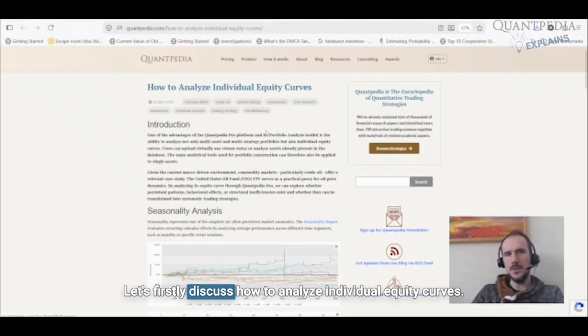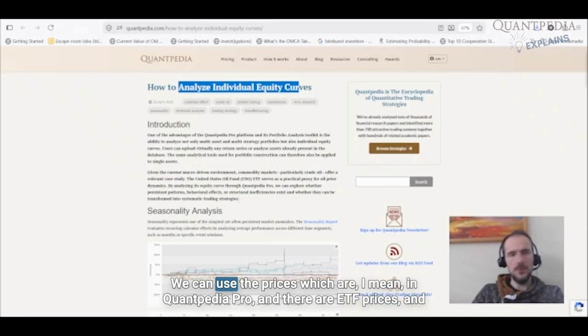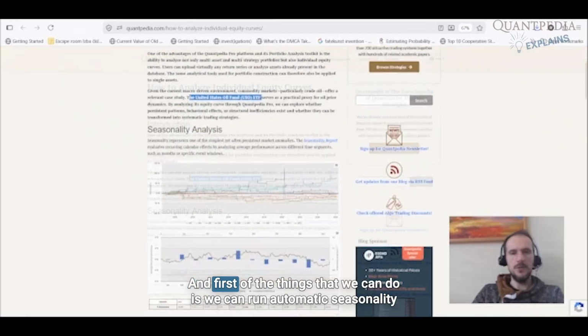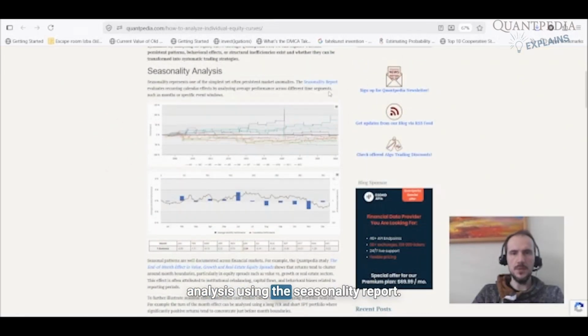Let's first discuss how to analyze individual equity curves. Let's say that I would like to focus on US oil. We can use the prices which are in Quantpedia Pro, where there are ETF prices, and we have the ETF United States Oil Fund, which is the biggest and most liquid ETF for crude oil. And further, we can run automated seasonality analysis using the seasonality report.